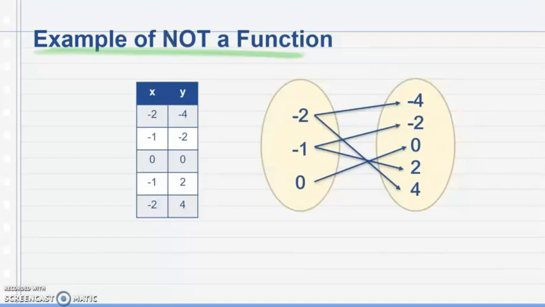Here is an example of something that is not a function. All right, so again, multiple representations. We have a table and the mapping. The mapping, I think, is visually easier to tell because if you look here, -2, that is going to both -4 and +4, right? That's not allowed. That would be like a triangle having 2 different numbers of sides. It doesn't make sense. Same thing with this -1, right?